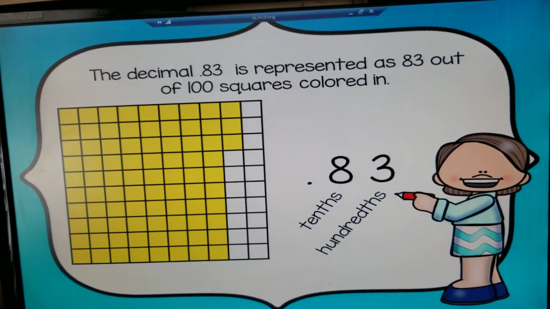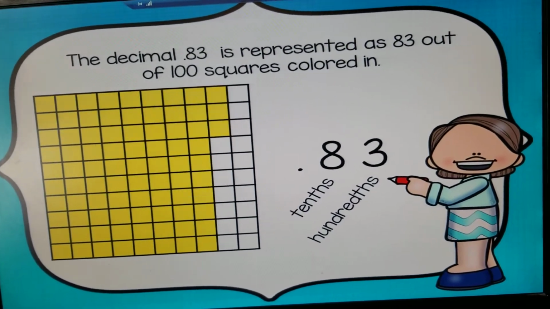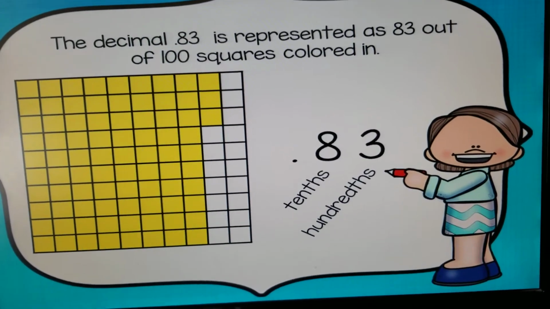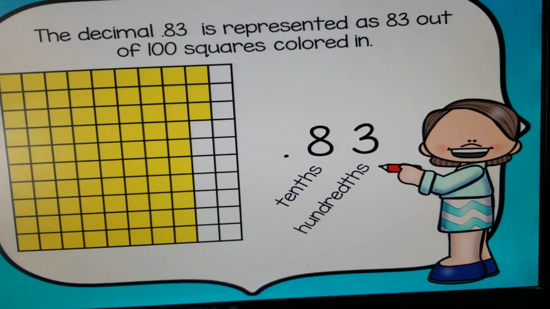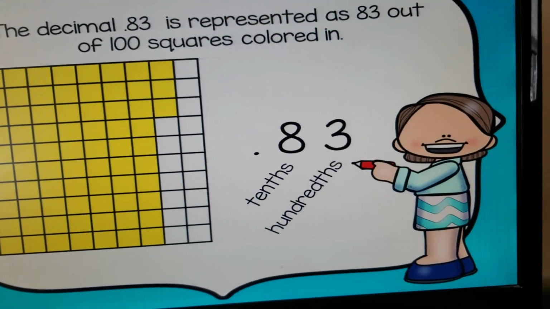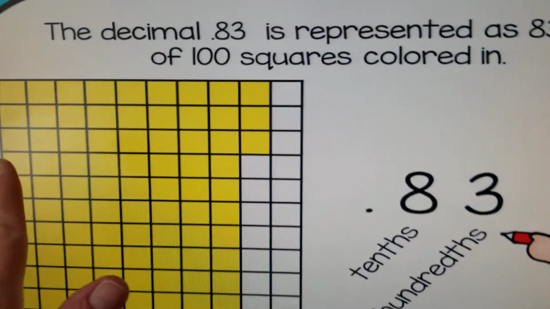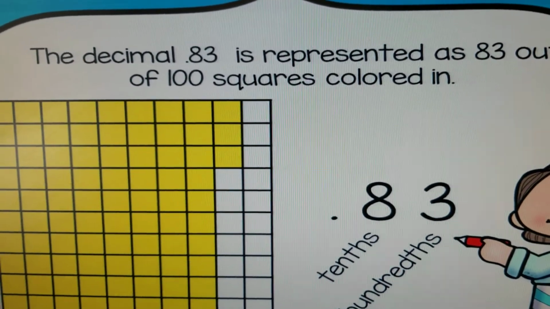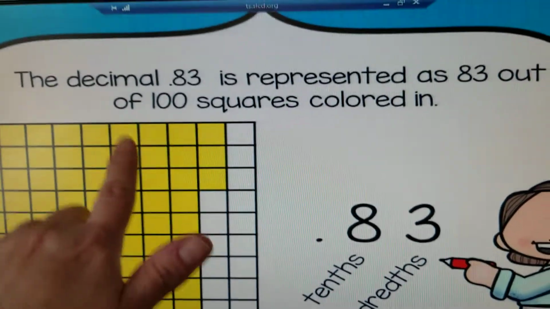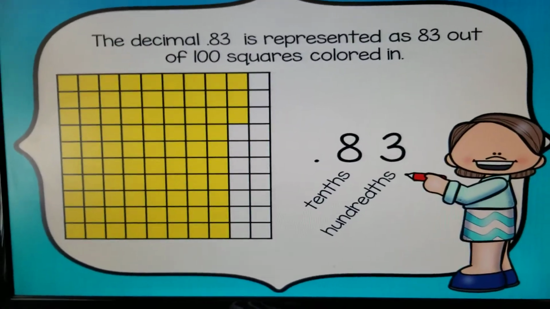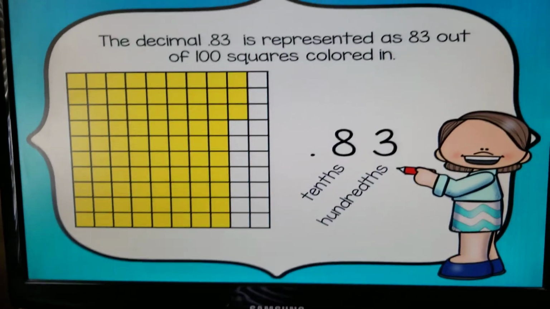The decimal 0.83 is represented as 83 out of 100 squares colored in. So it would be 83 hundredths, because the 3 is in the hundredths and the 8 is in the tenths. If you look at your drawing over here, we have 10 in each row. We have 8 rows colored in and 3 individual squares. So that's how we're getting 83.